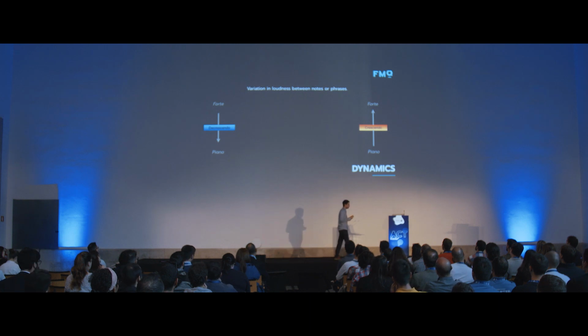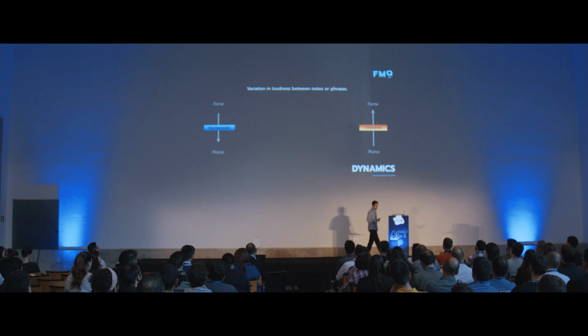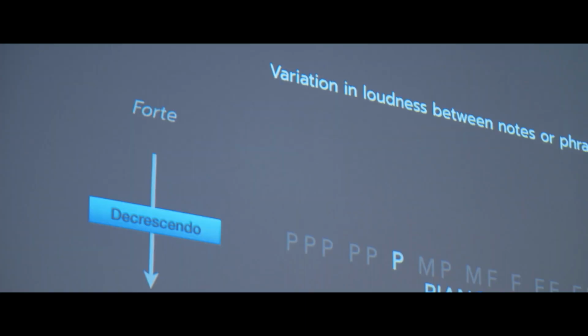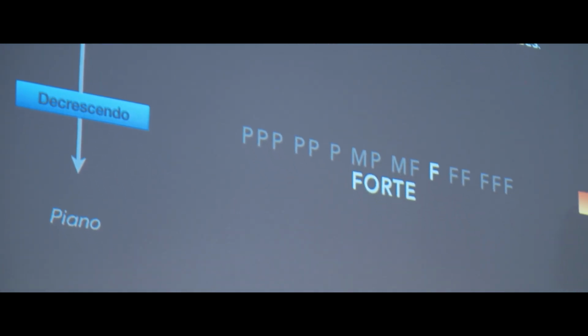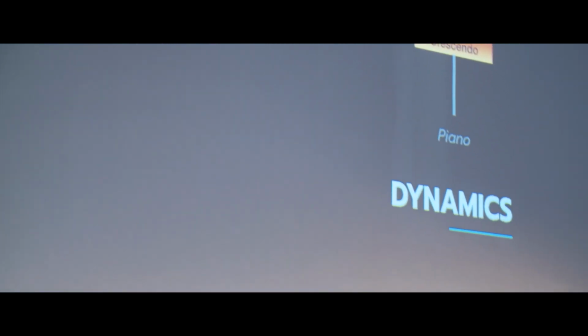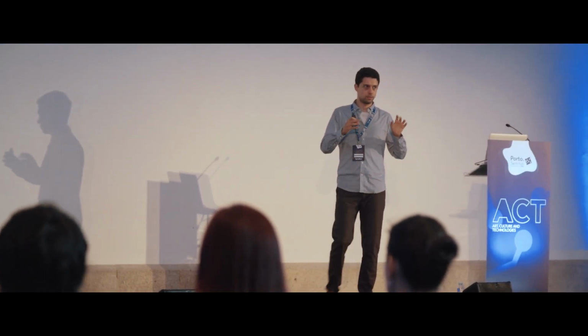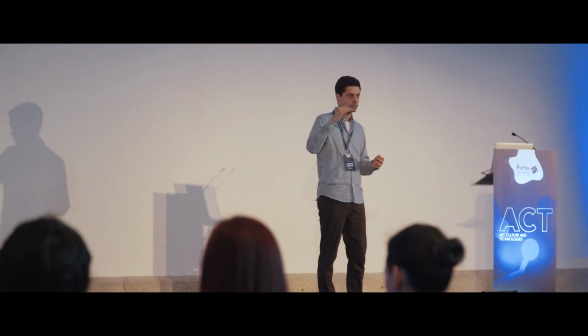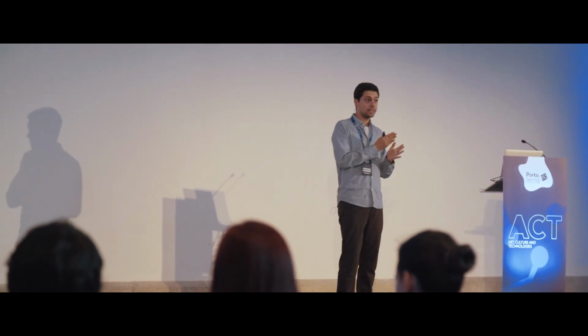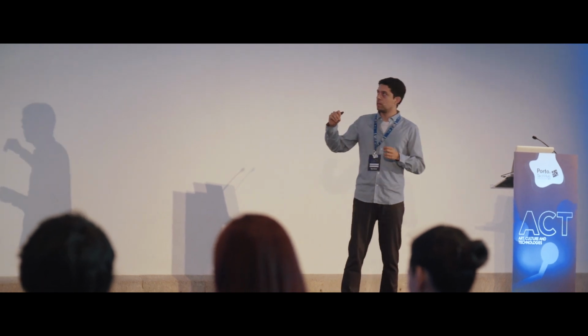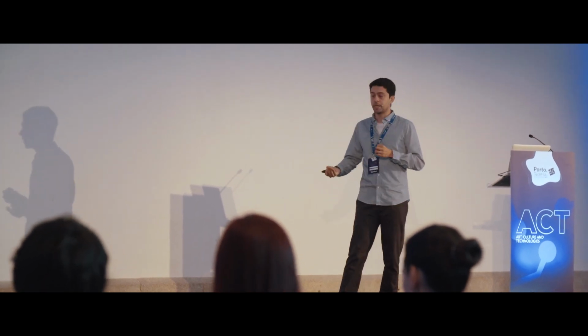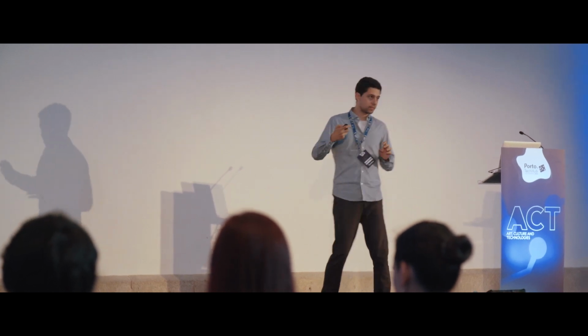What's dynamic? Dynamic is the variation of loudness of a sound, and it can go from piano to forte. I don't know if the acoustics of the room enables you to see that one was quieter and the second one was louder. So, a variation of loudness, if it goes from forte to piano, is a decrescendo. The other way around is crescendo.